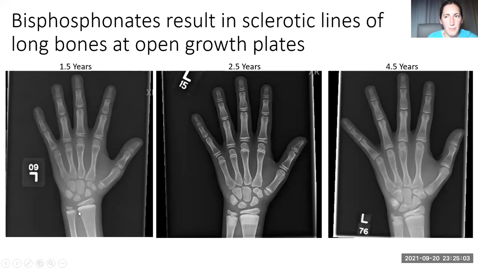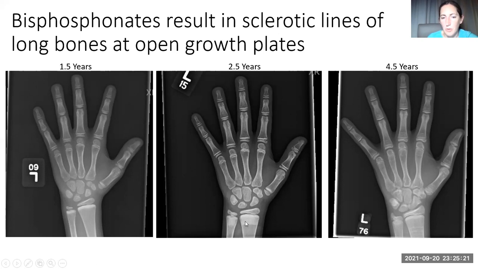So this newly formed bone hasn't been able to resorb and reshape like normal, so you get this thick sclerotic line. You can see this in the radius of the wrists. You can see it a little bit in the phalanges and the fingers. It becomes more prominent after 2.5 years. So he's now been on zoledronate 2.5 years.